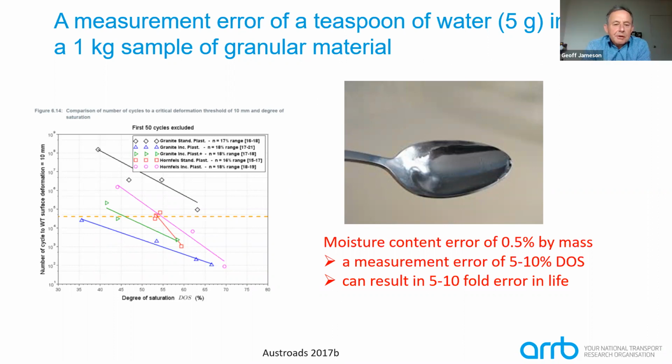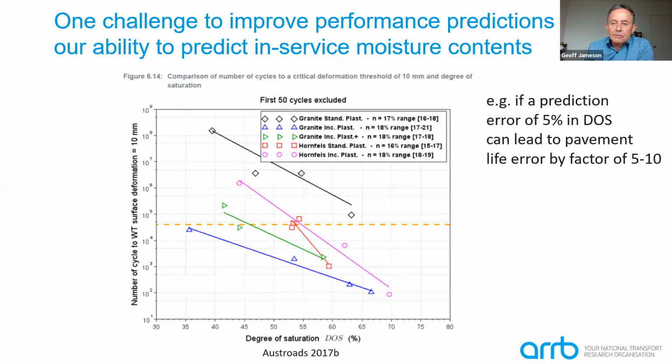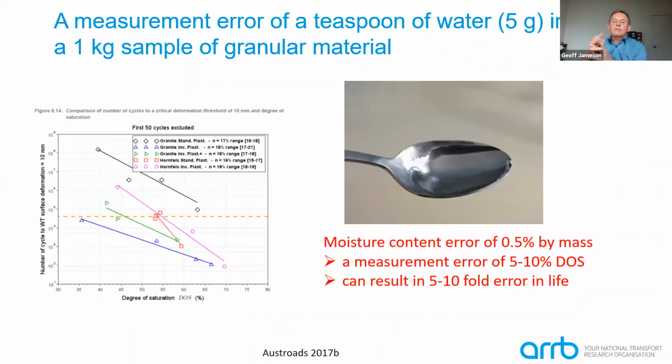Well, this is a result of doing wheel tracker tests, and I think it goes up a bit further, that test there, of slabs prepared at different moisture contents. So we prepare them, compact the specimens at different moisture contents, and then we test them with the wheel load, and the results shown there are the result of testing slabs prepared at different moisture contents.